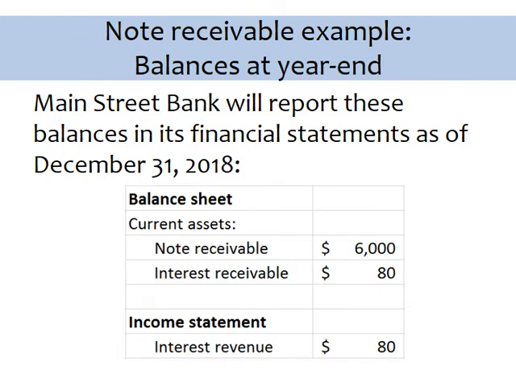Main Street Bank will report these balances in its financial statements as of December 31st, 2018. On the balance sheet, it will have current assets including a note receivable for $6,000 and interest receivable for $80. On its income statement, it will show interest revenue for $80.